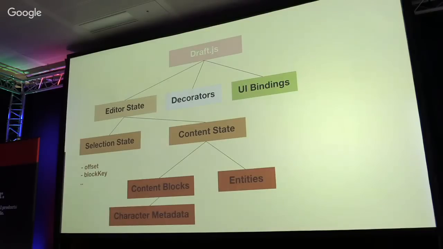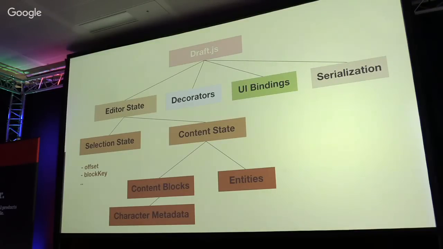So we can add these two concepts to our chart here. So we've got entities and we've got character metadata. And this is basically what we can then do with the content state. And then there's a final piece of this, which is all about serialization. So if you're doing stuff in the editor, you're mutating the state, but you want to do something with that. You might want to save it to a database.